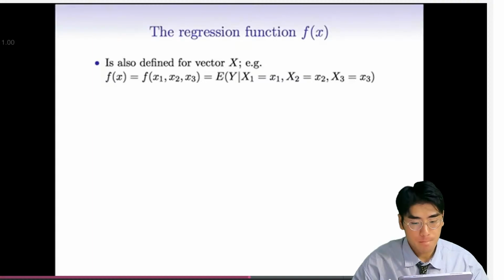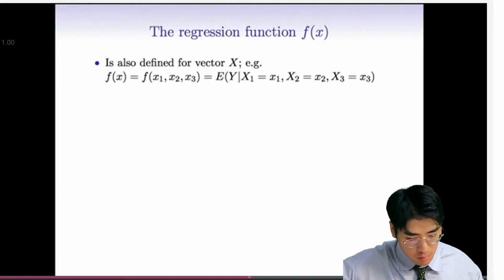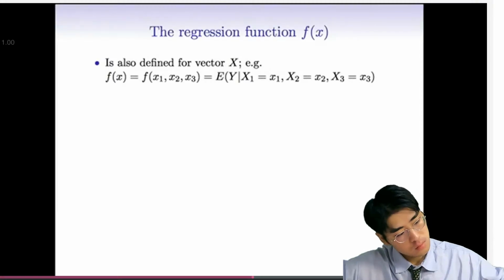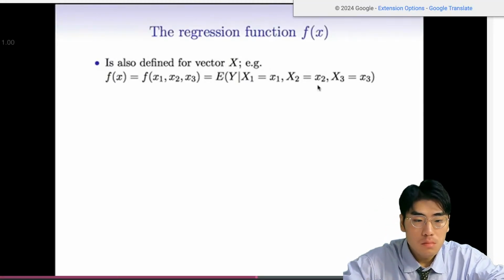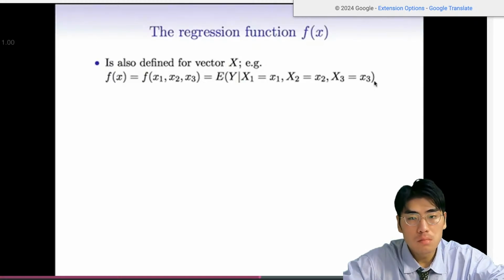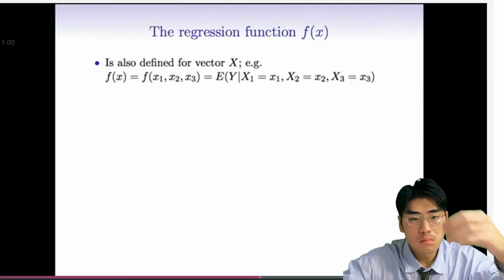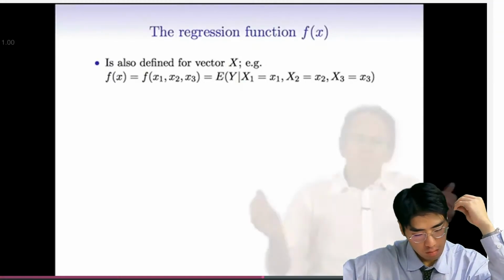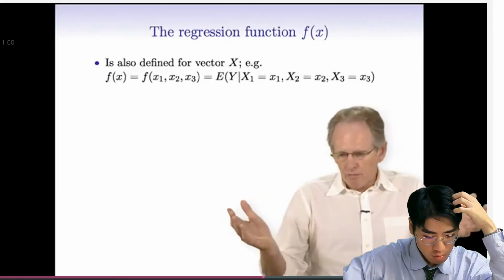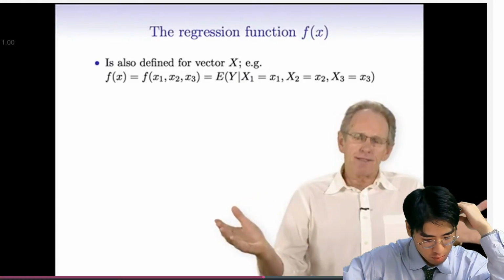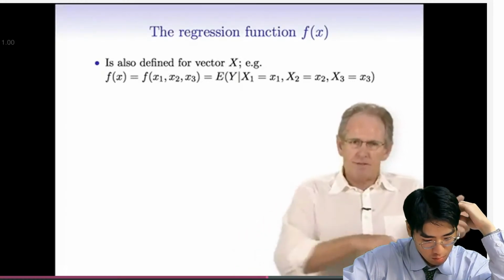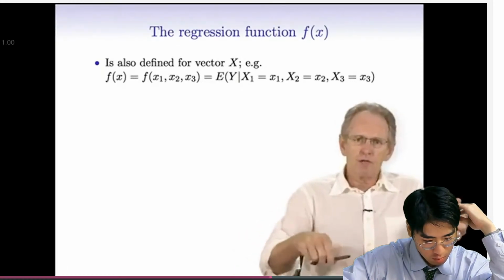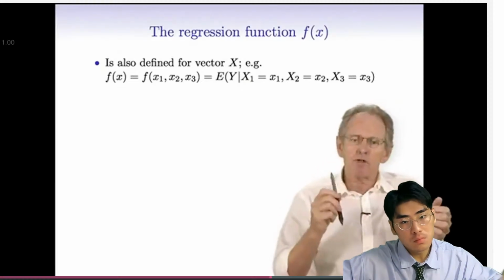So let's talk more about this regression function. It's also defined for a vector x. So if x has got 3 components, for example, it's going to be the conditional expectation of y given the 3 particular instances of the 3 components of x. So if you think about that, let's think of x as being 2-dimensional, because we can think in 3 dimensions. So let's say x lies on the table, 2-dimensional x, and y stands up vertically.